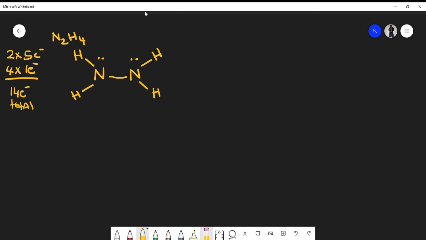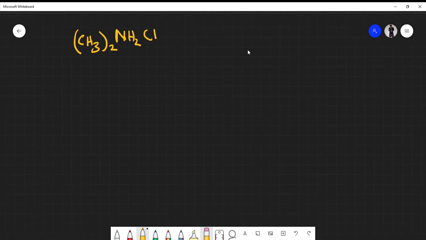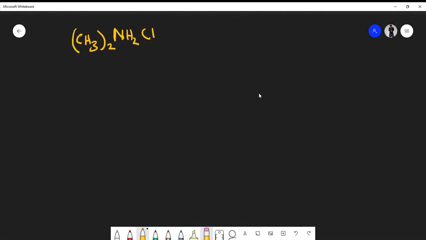Let's do another one. Let's say you're given CH3 in parentheses, NH2Cl. How do we tackle this on an exam? How do we actually draw it?